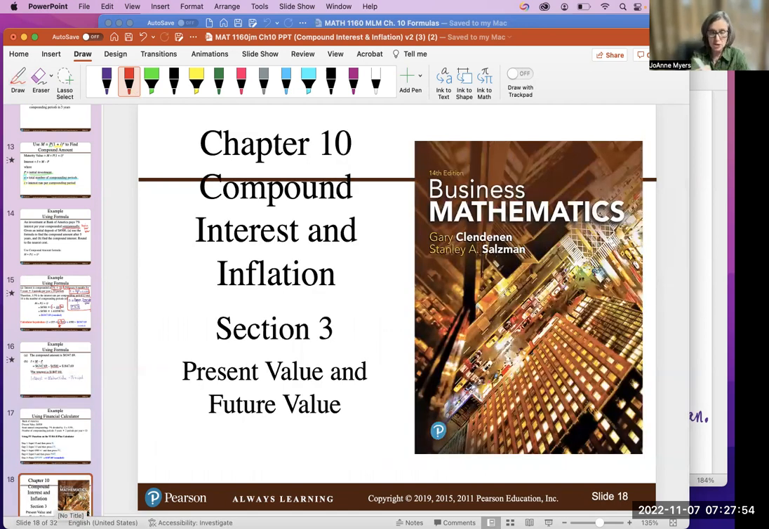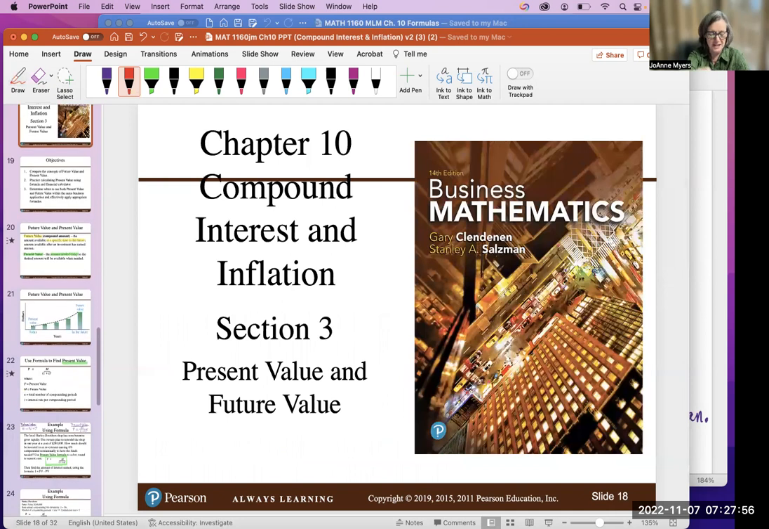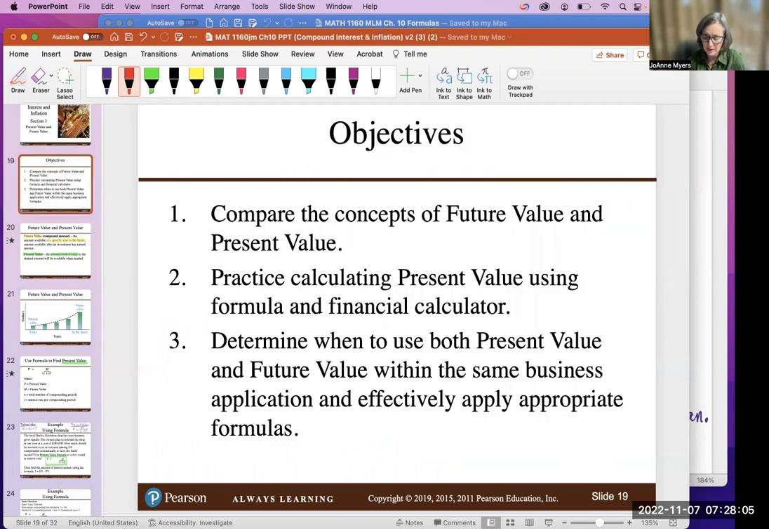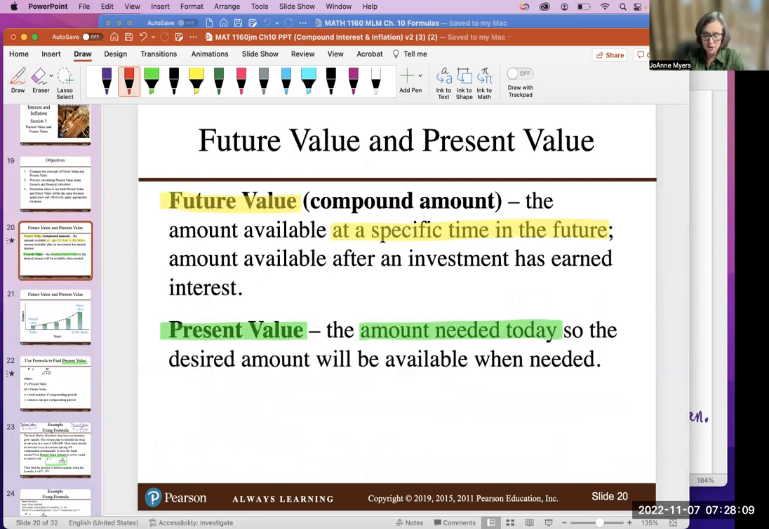We don't do much in section 2, so we're jumping right to section 3. 2 equations here. Present value and future value. We're comparing the future value and the present value. Future is how much money will you have at a specific time in the future, when you retire, when your kids go to college, when you want to buy a car in 3 years. What will the future value of the account be if I invest a certain amount now?